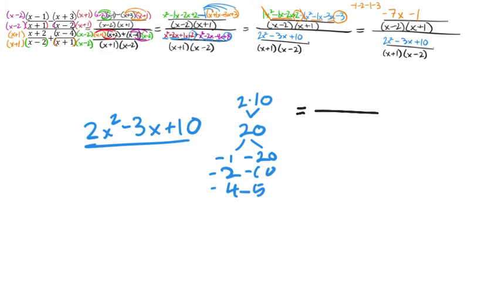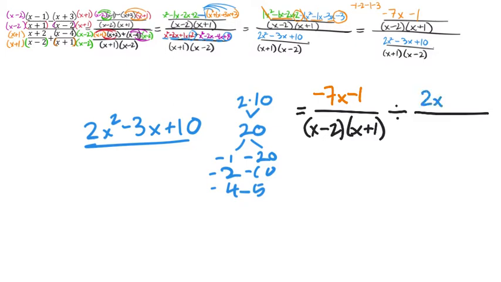Let's take that numerator, the negative 7x minus 1, and then the denominator of x minus 2 times x plus 1. But I'm changing this now into a division problem, which will lead into other things. Then my numerator there is 2x squared minus 3x plus 10, all over what I had written as x plus 1 times x minus 2.